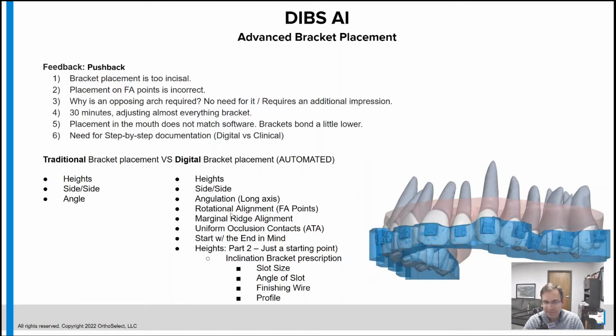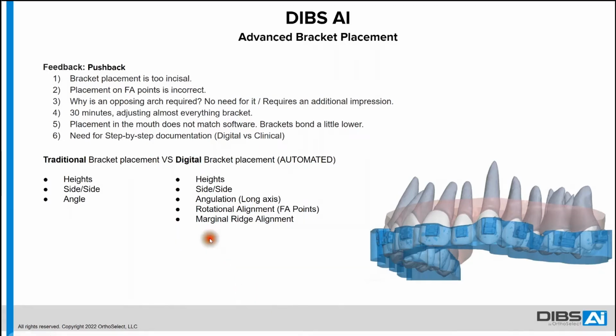In fact, we have 624 tooth identifiers on a typical case. Those identifiers help us know what the long axis is for angulation. We know that we can do automatic marginal ridge alignment on those posteriors. We can have uniform occlusal contacts, tight contacts mesiodistally. We have all those things, and when you have that, you do end up with really good bracket placement, and we think that trumps or supersedes looking at those FA points.